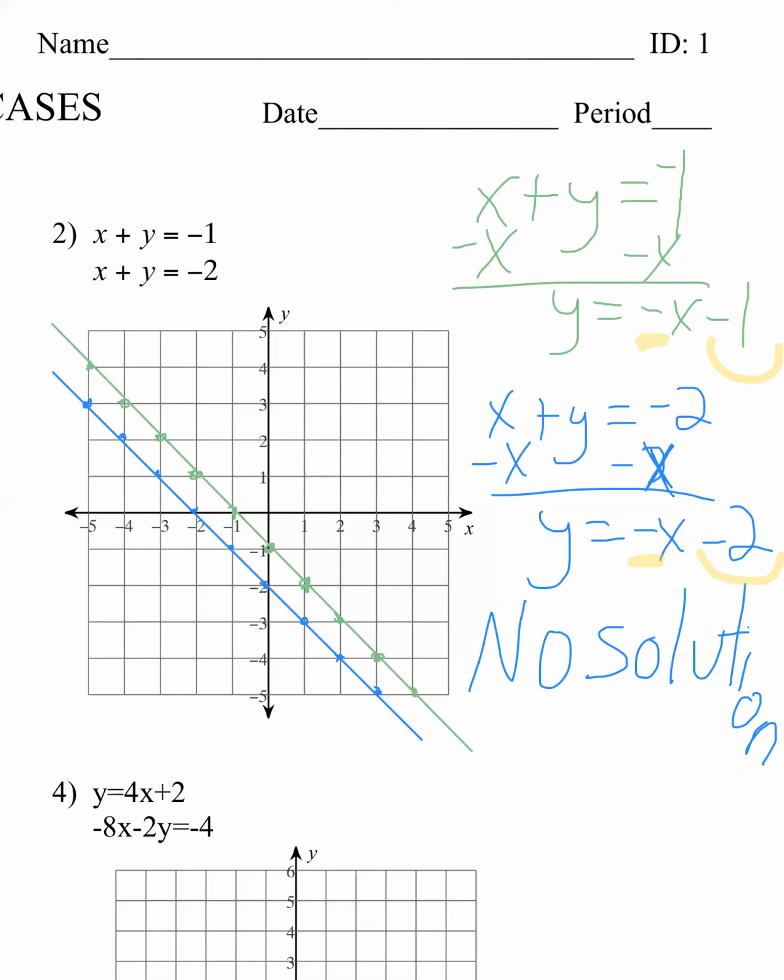So you could actually know that they're going to be parallel before you graph them if you take a look at the slopes and the y-intercepts. Okay, so there you have it, our first weird thing. These have no solution. Okay, let's try another one, see what happens.